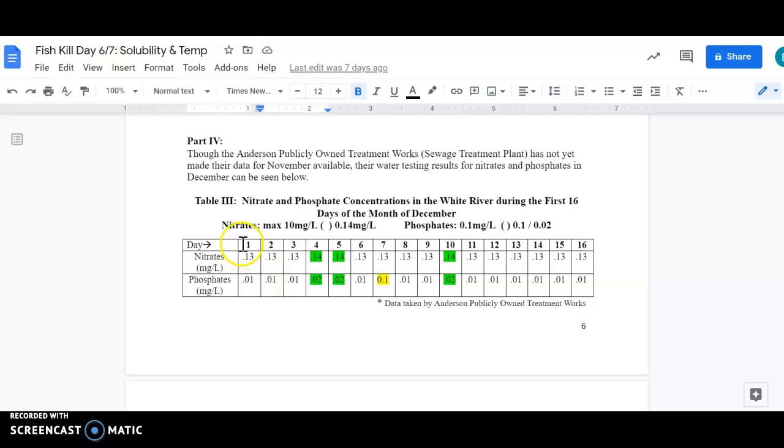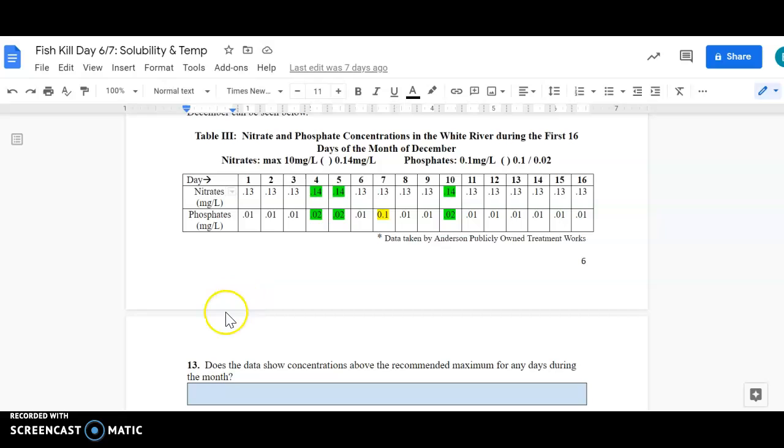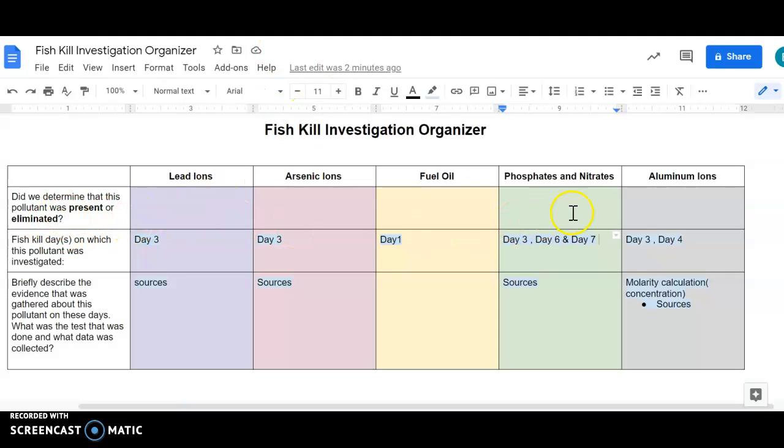For these days in December, we look to see if anything here, nitrates, are they above 10.0? Phosphates, are they above 0.1? So not at, but are they above that number? If not, then there cannot be significant algae growth. So did we rule out, or did we confirm that nitrates and phosphates were present and a cause of the fish kill? So eliminated or marked as present. So that is what you'll do for day 6 and 7.